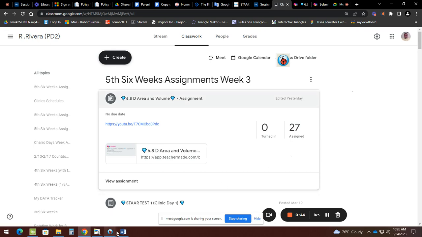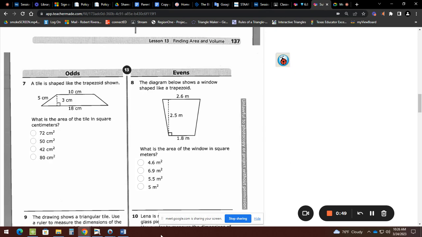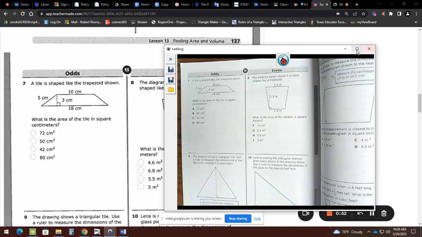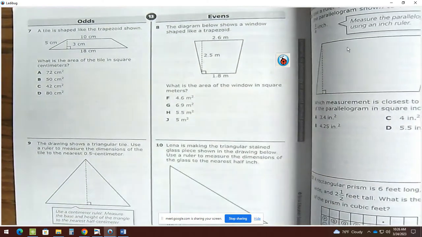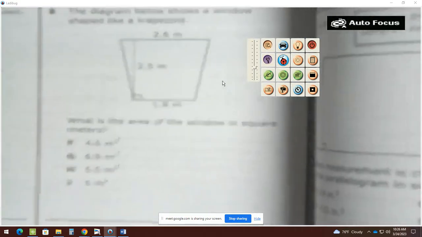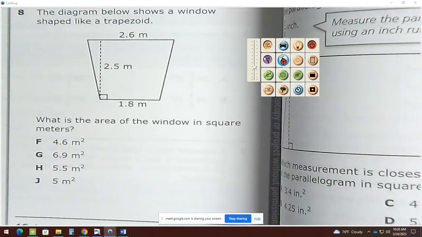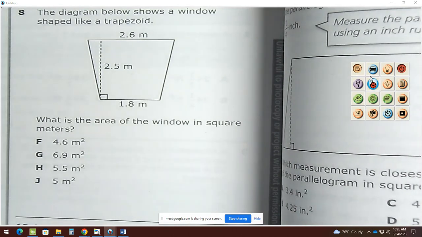I'm going to use the book today because I'm going to do it off the board. So let me open the book, and I'm going to do it off the book today. But you guys do it on your paper, okay? So I'm doing number 8, guys. It says, what is the area of the window in square meters? So what's the first thing I want? The question. So go ahead and put here number 8.